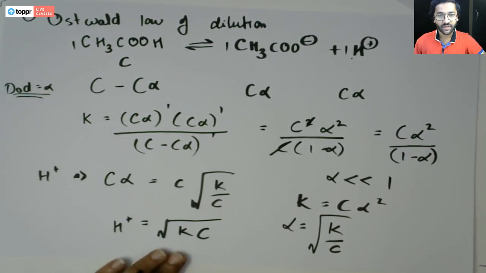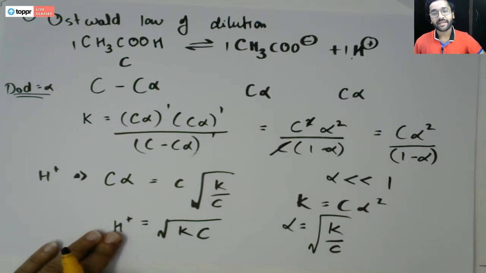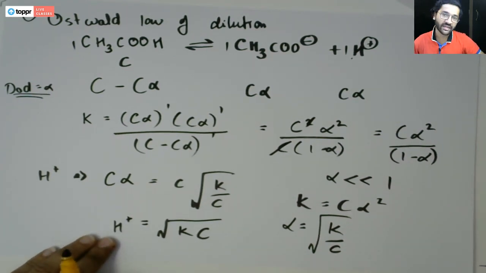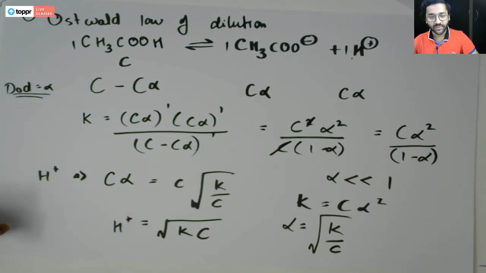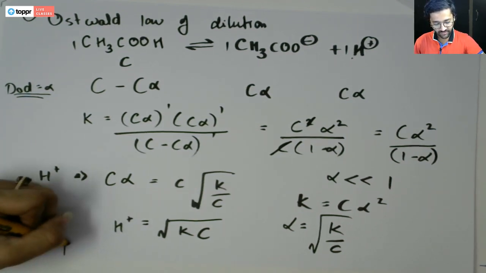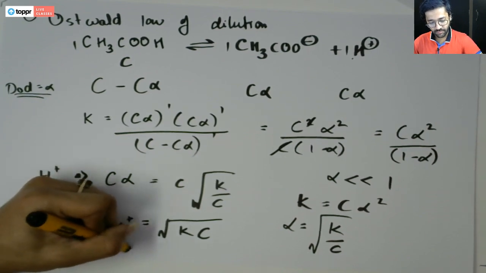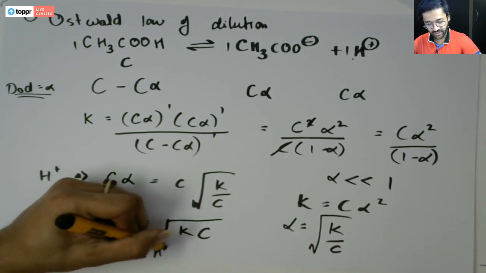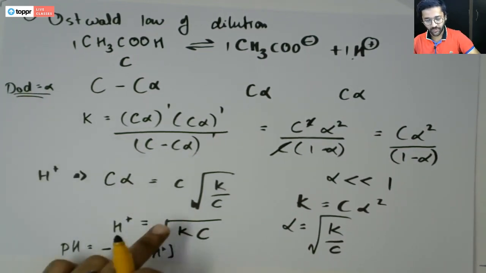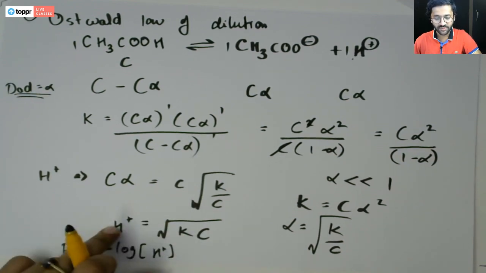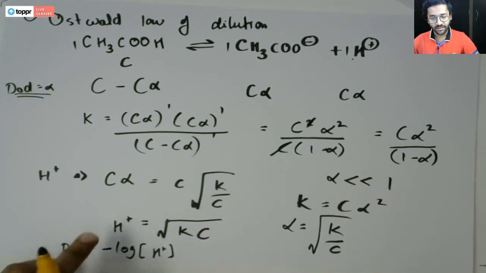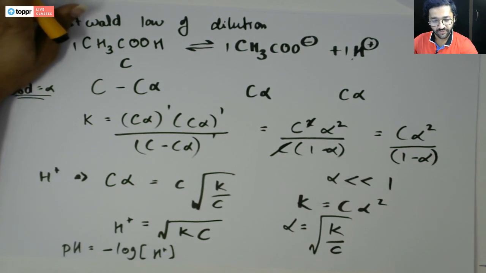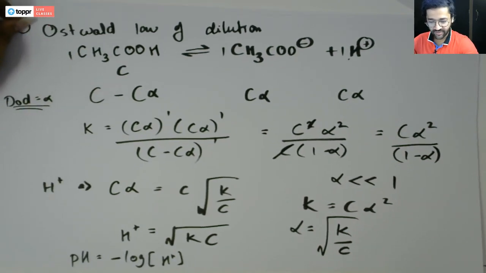From here, once I know H plus, I can calculate the pH of any kind of solution. To find the pH, we have the simple formula: pH is equal to minus log of the concentration of H plus. Hence, from here we can calculate H plus and pH too. Let's take a problem involving pH. A very simple problem.